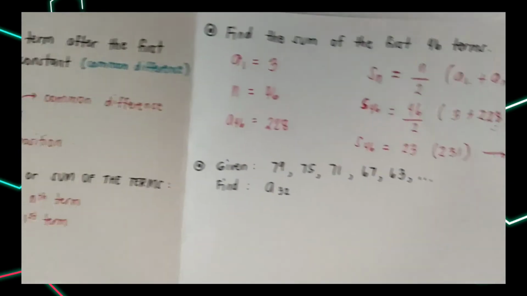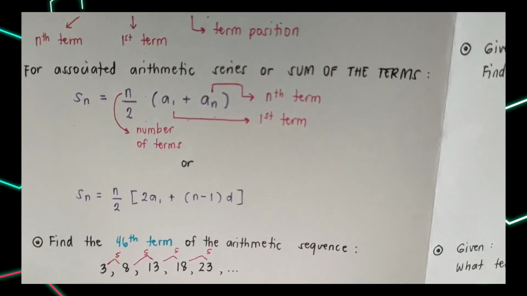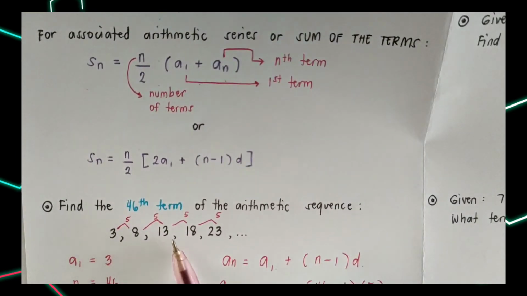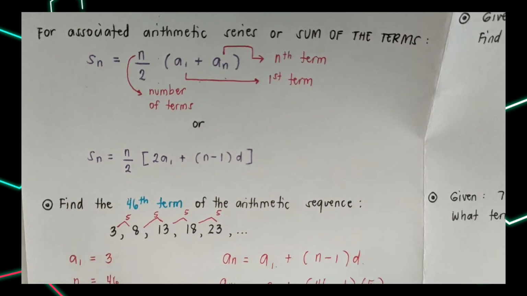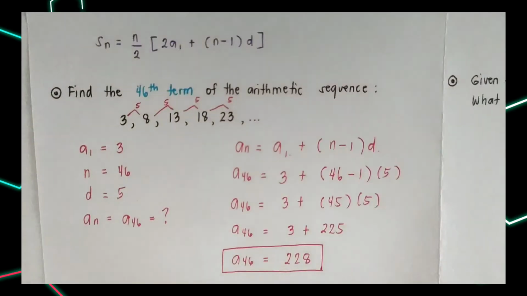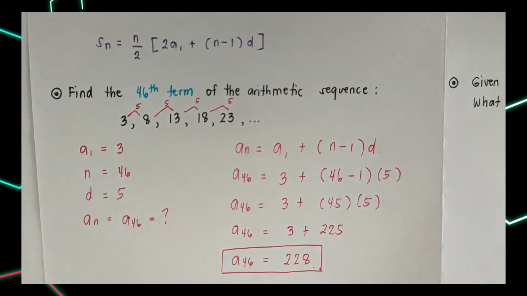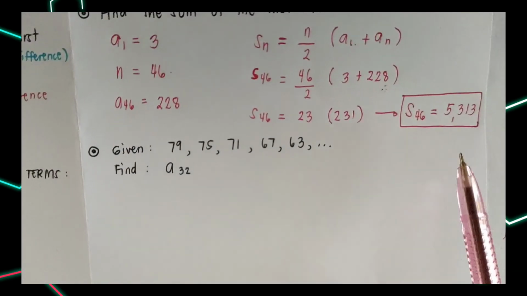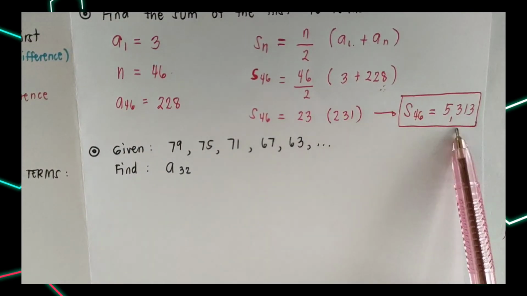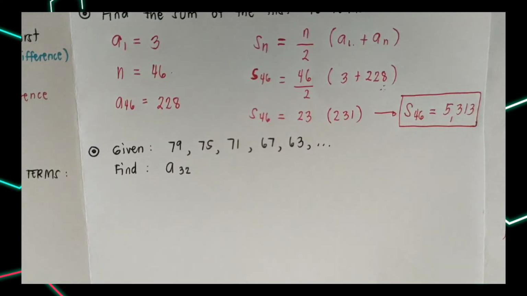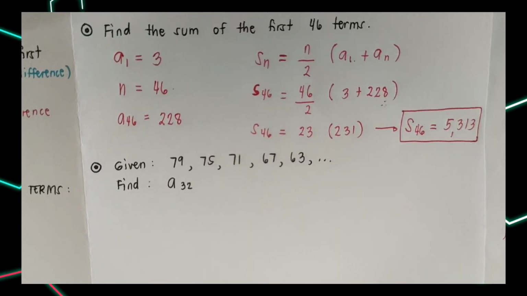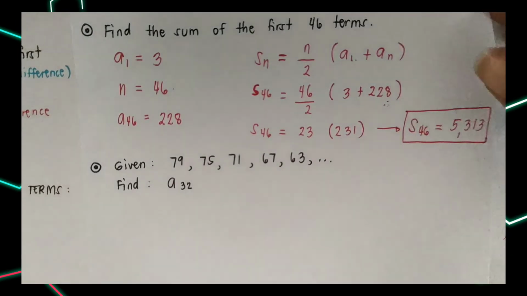So when we add 3, 8, 13, 18, 23 up to 228, the sum will be 5,313. Okay. Next problem.